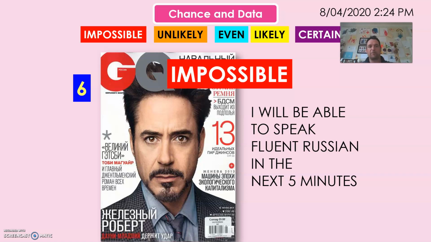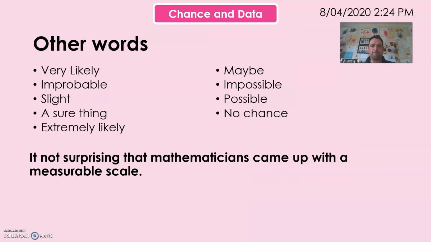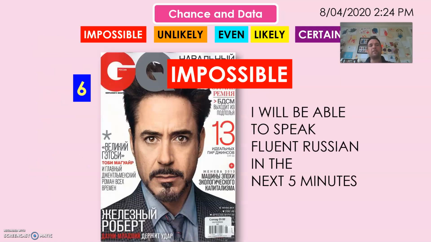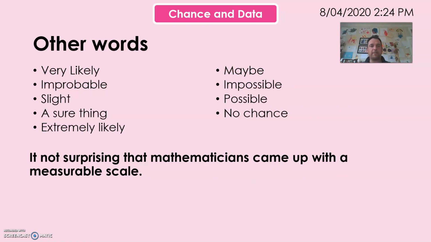There is no other option. There was no chance of me learning Russian in 5 minutes. So with these different words, there's obviously more words associated with probability, things like very likely or very unlikely, extremely likely, and they're all sort of different grades. So with all these different words, it's not surprising that mathematicians came up with a more measurable scale that you could do calculations with.